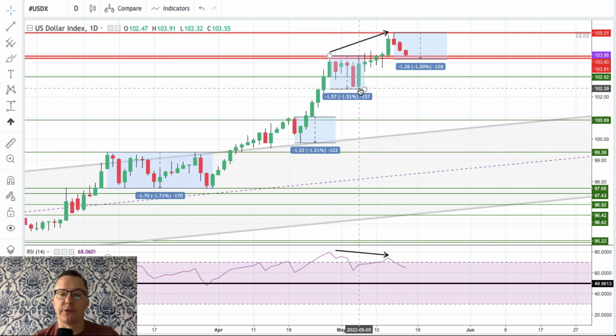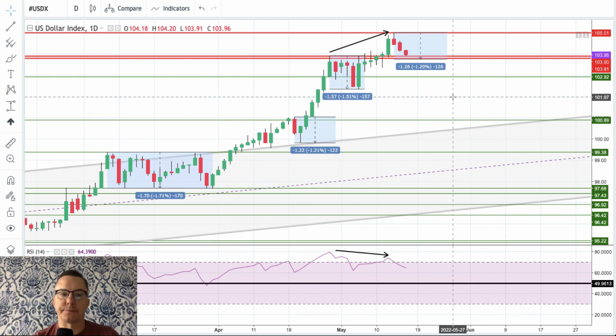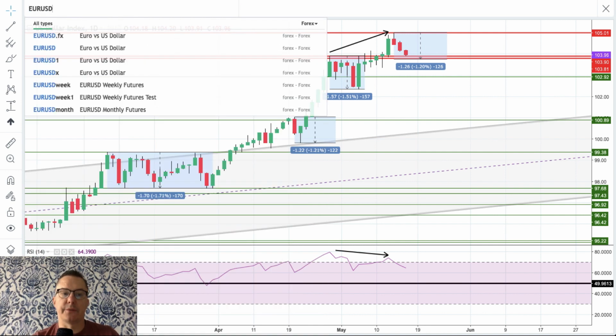And the next, of course, technical support is at the level of 102.32, which is the low of the 5th of May. So please keep an eye on this situation. We might have some kind of a bounce on our various pairs related to the US dollar. For example, one of these pairs is of course euro dollar.